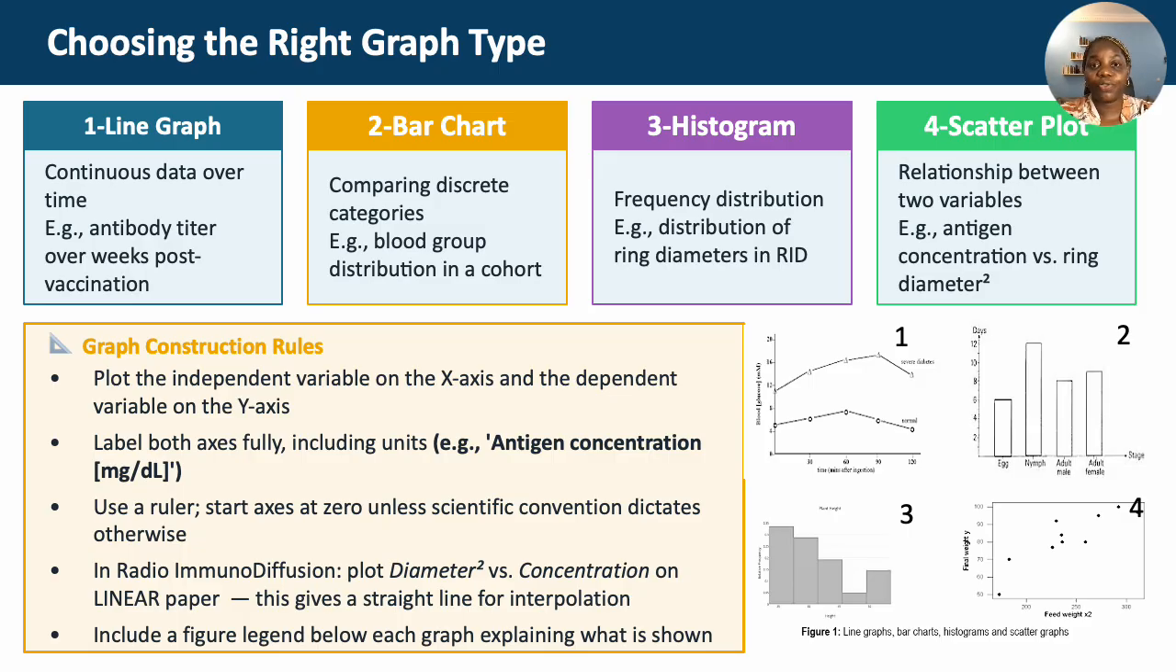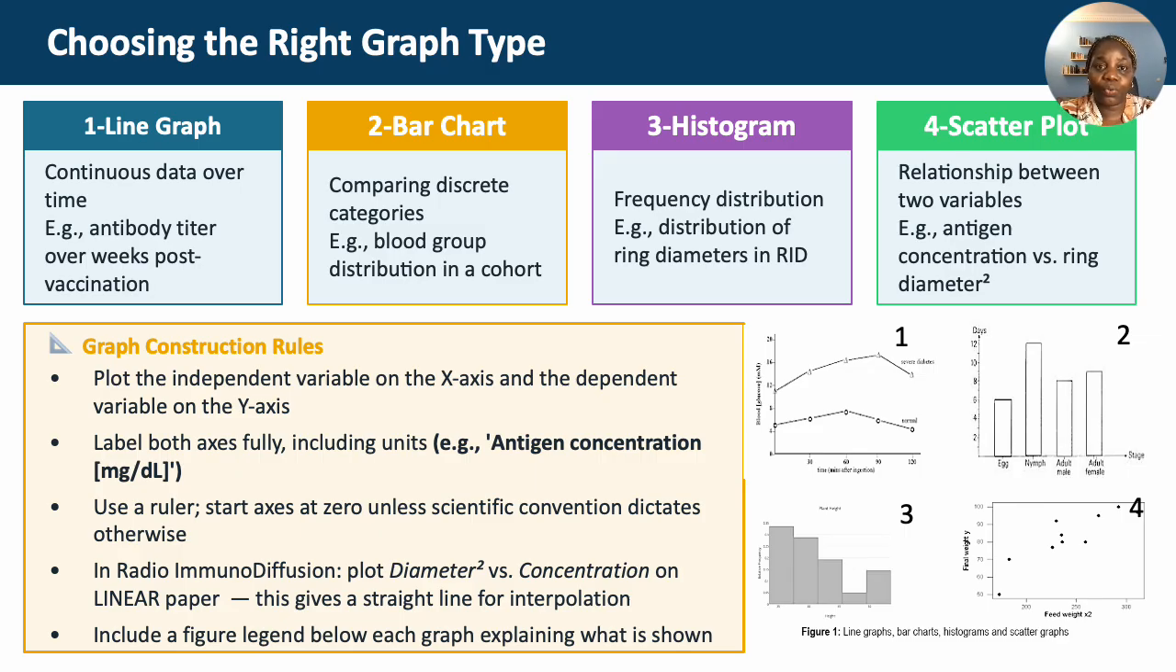Okay, the most important graph for our immunology practicals is the scatter plot. You can see on figure 1.4 what the scatter plot looks like, particularly for practical number 3, which will focus on radial immunodiffusion, where we will plot precipitating ring diameter squared against antigen concentration to create a standard curve.